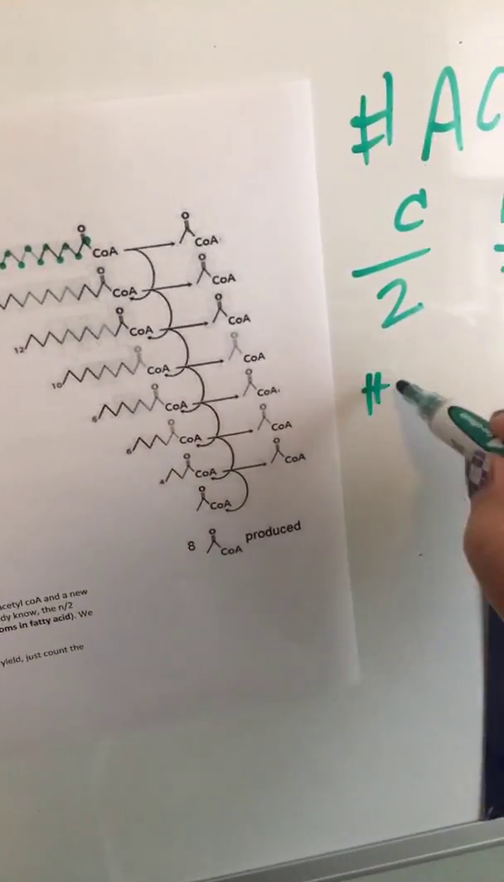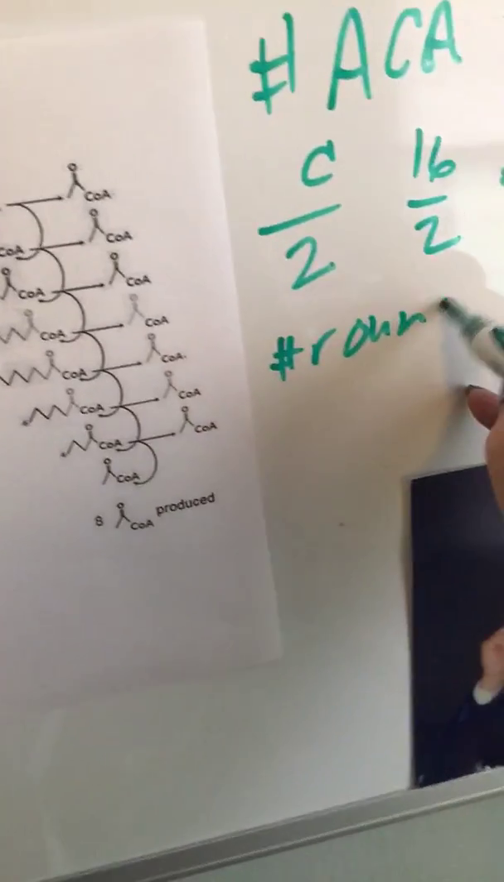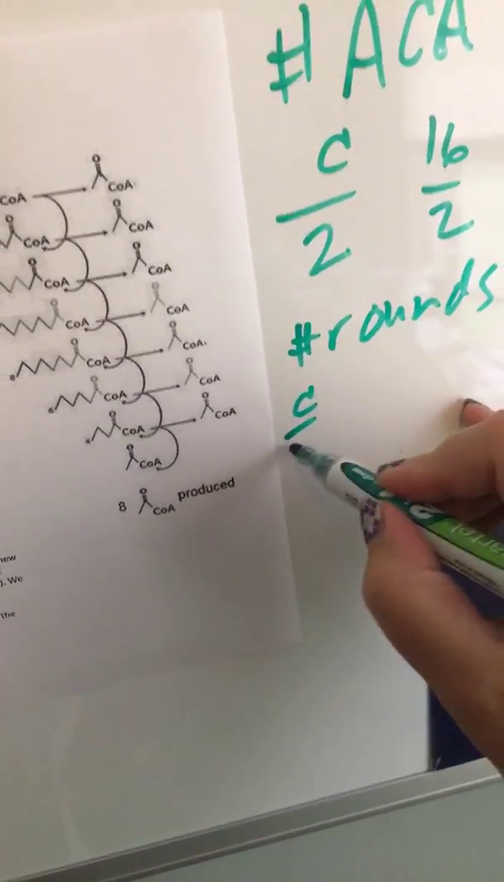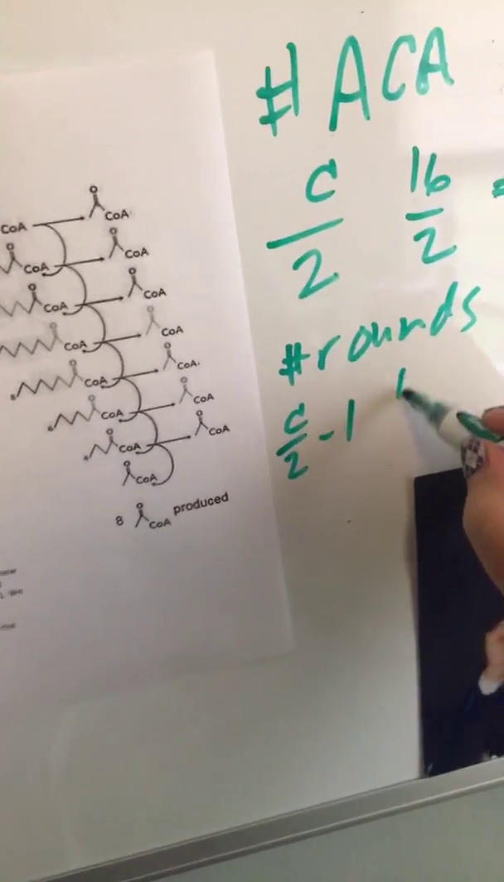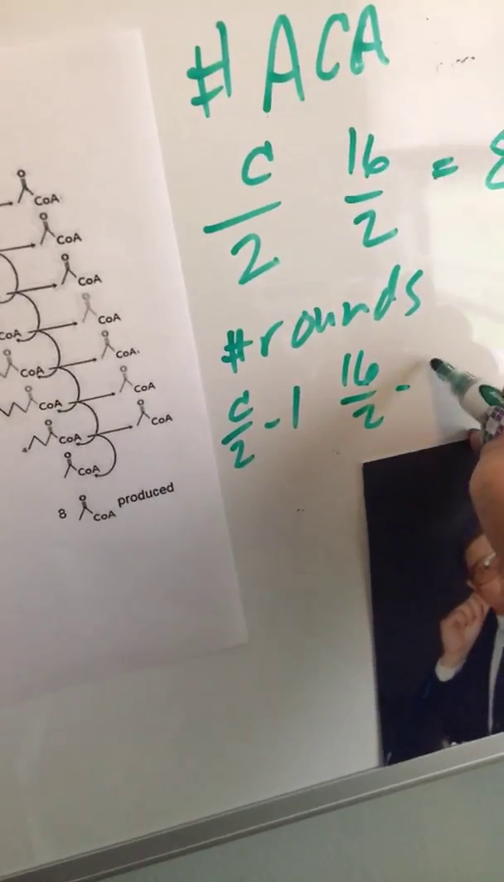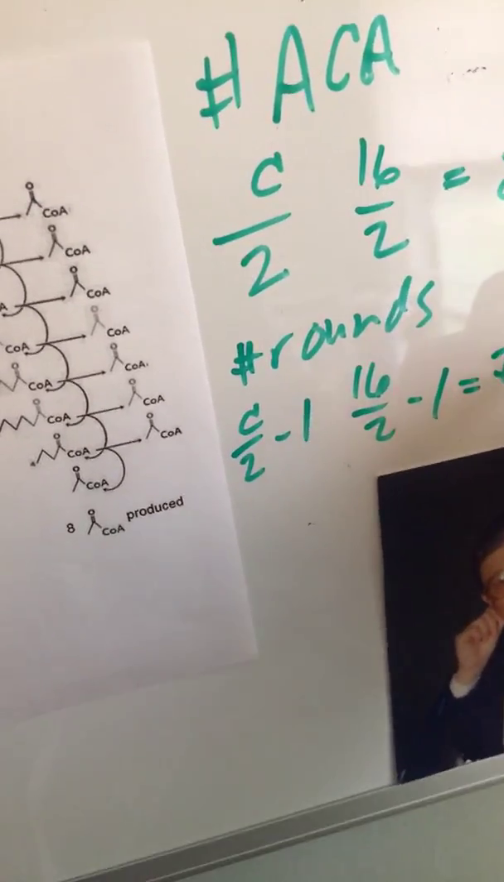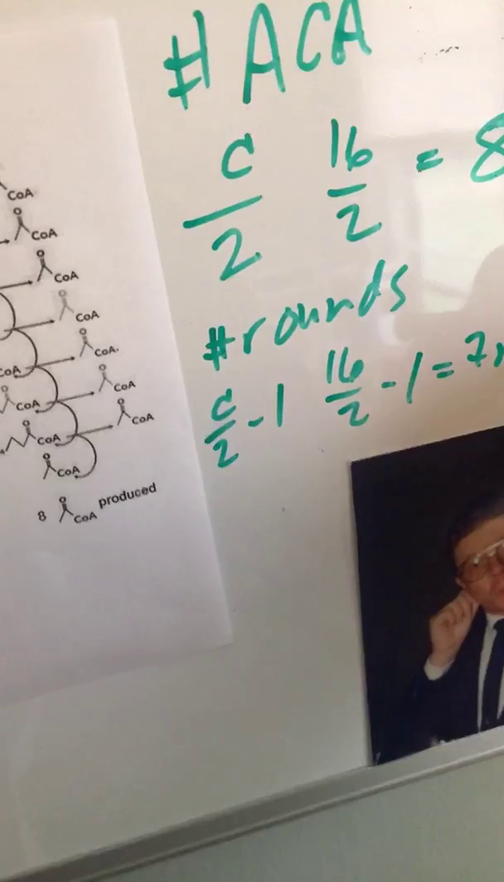And we have the number of rounds. It's going to be the carbons divided by 2 minus 1. So we'd have 16 divided by 2 minus 1. So that equals 7 rounds.